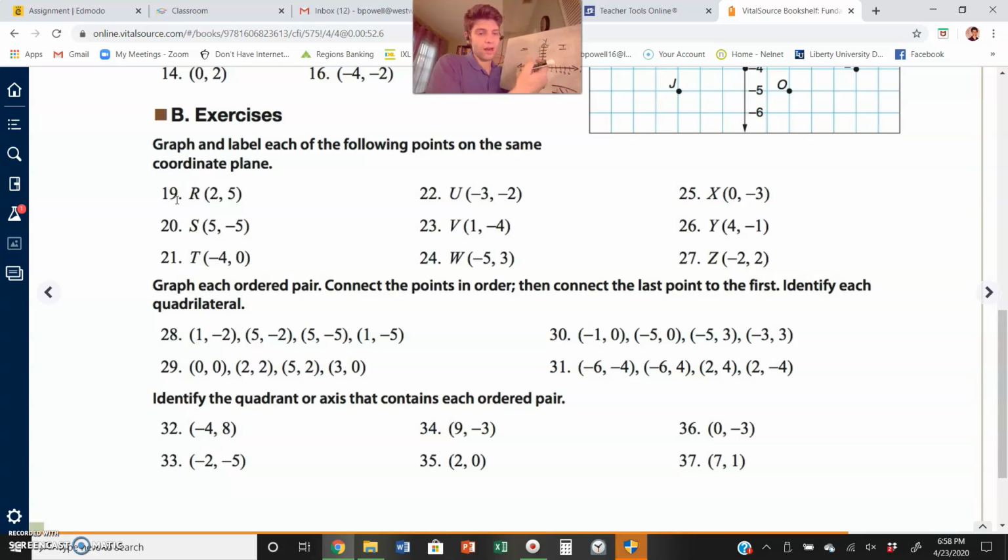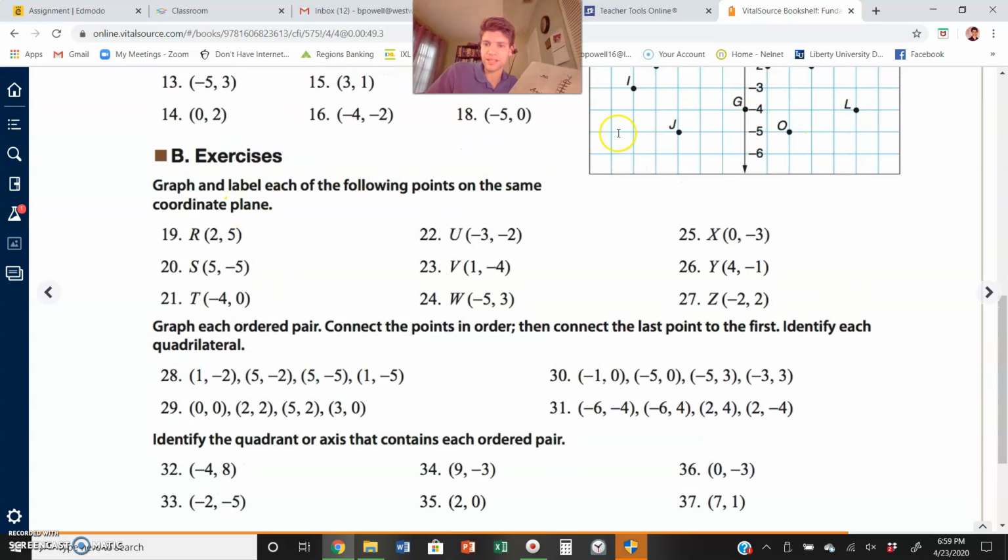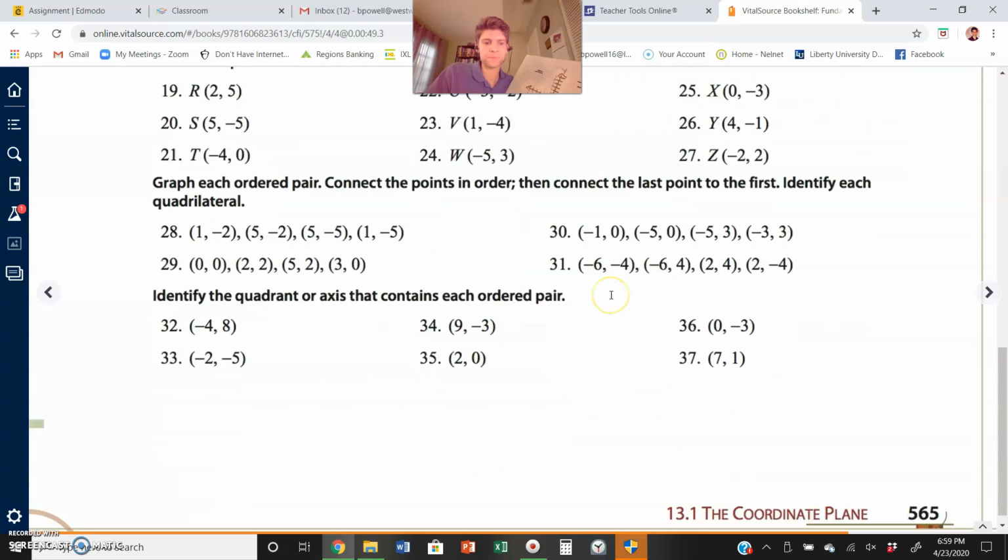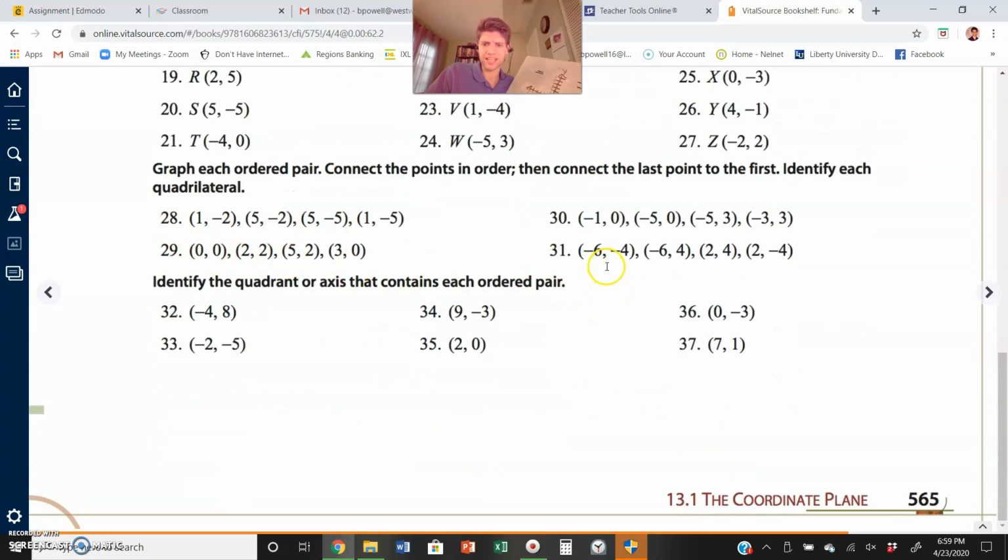Now, whenever you graph 19, whenever you put a dot, wherever it is, you put that dot, and then right next to the dot, write the letter R. Very similar to what we see up here in the graph. Okay? Skip numbers 28 through 31. If you'd like to do those, you can. I would add them to the bottom if you want to do some extra work. But then 32 through 37 is required.